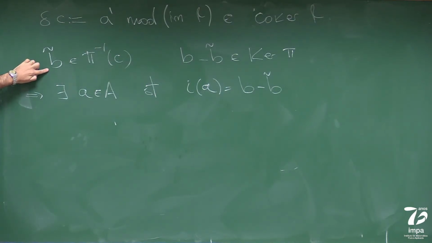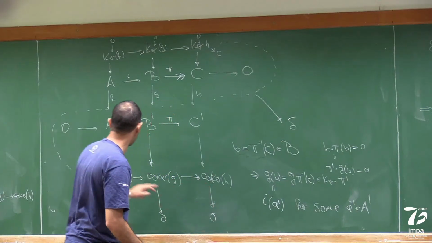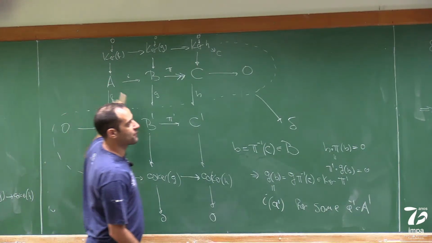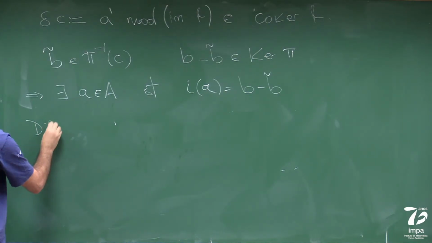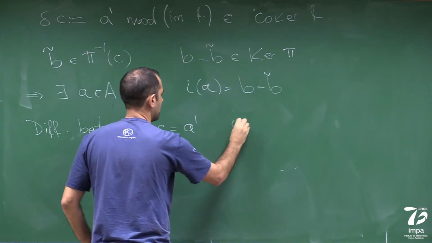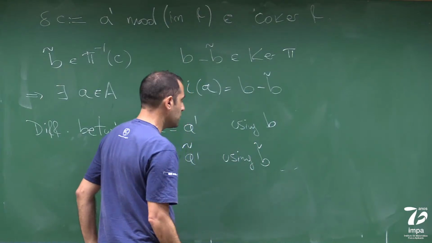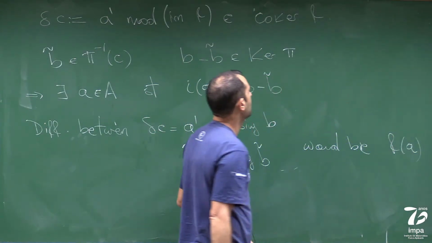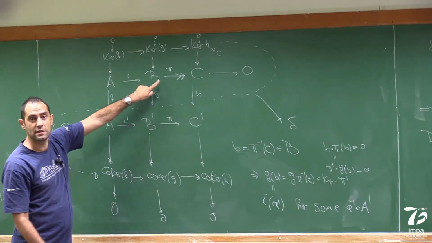Okay, so I could have chosen this B tilde. If I choose this B tilde, then I would have gotten, instead of this A prime, which was defined to be this element that I got here, the difference of that A prime with the new one that I would have gotten by choosing B tilde would be something that comes from this A here. Okay? So the difference between delta of C being A prime using B and let's say A prime tilde using B tilde would be f of A. Therefore, modulo the image of f, these two guys are the same. Okay, so I've proven that this delta does not depend on the choices that I've made.